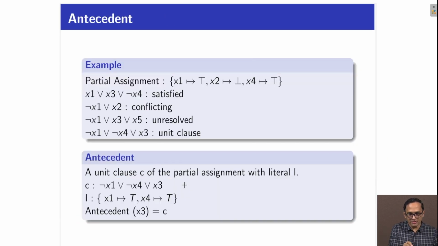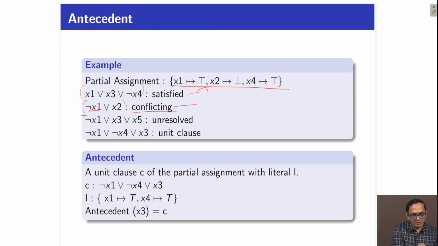Let us say I have this assignment: x1 equal to true, x2 equal to false and x4 equal to true. Consider the clause with x1, x3 and x4. Here x1 is true, so this clause is satisfied. In another clause, x1 is true so that literal is false, and x2 is false so that literal is also false. So this becomes conflicting, because the entire clause becomes false.